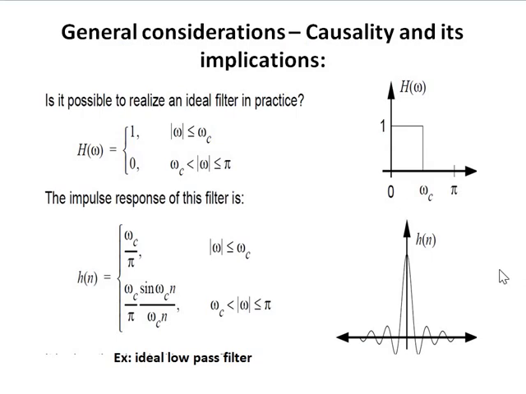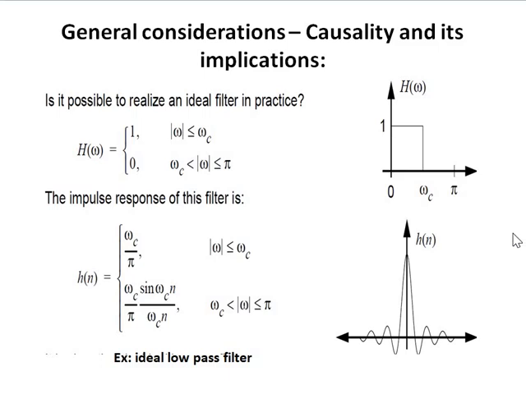Here, the most important thing is to design the system. We should remember the two conditions: causality and stability. If you consider causality, what is that? The impulse response should be 0 for n less than 0. That is, h of n is equal to 0 for n less than 0.